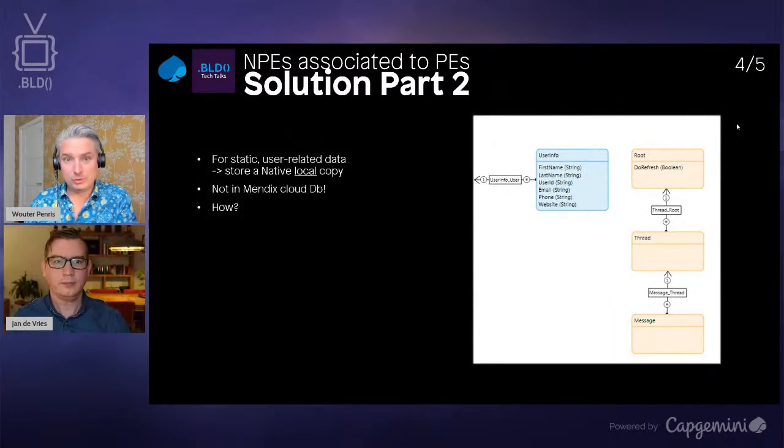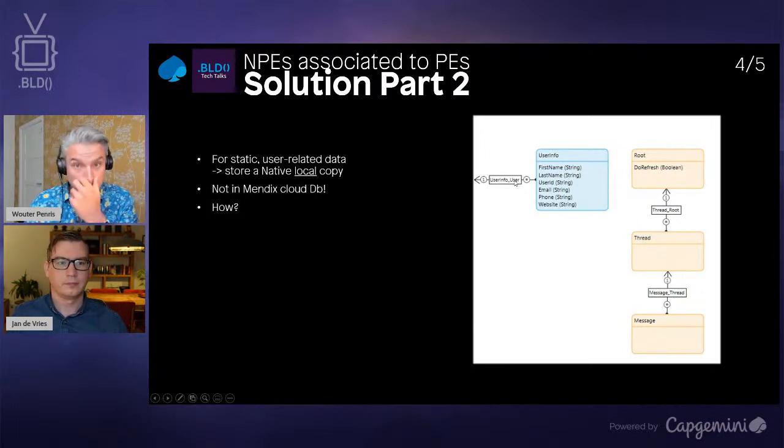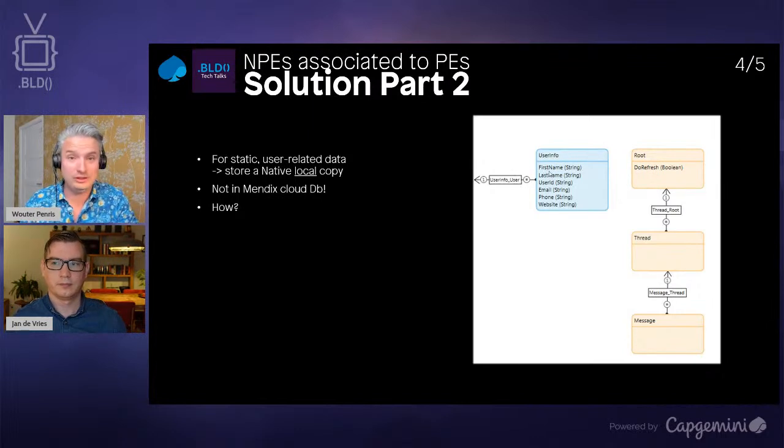And in my Mendix World talk, I already sort of hinted at how you can do that. So for instance, you can have a user info object and associate that to user. That'll work actually, because there are no cross combinations between non-persistable entities and persistable entities. So in this case, that should work.